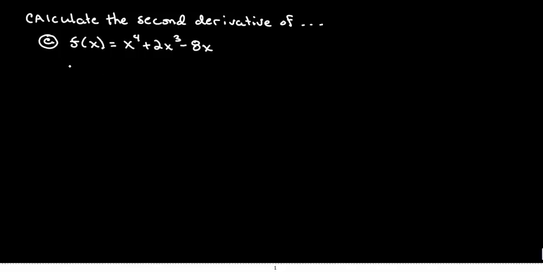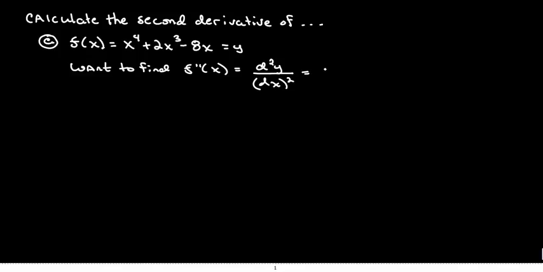What I want here is we want to find f double prime of x, which is the same thing. If we call this thing y, that's the same thing as finding d squared y over dx squared. A lot of people don't put these parentheses around the bottom, so they'll just write it as d squared y over dx squared. So let's go ahead and compute that.